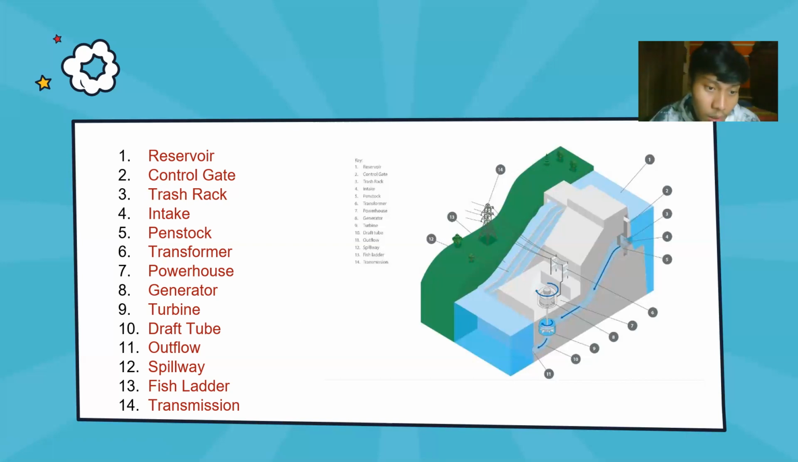Number 10 is the draft tube. A draft tube is required to carry water out of the turbine runner to the tail race. Number 11 is the outflow. The outflow is the water output channel from the penstock, used to rotate the water turbine.